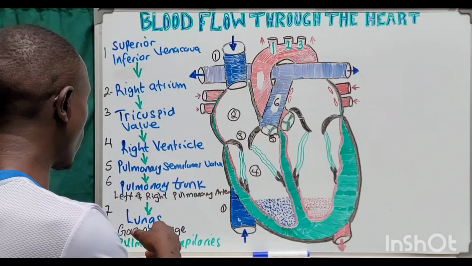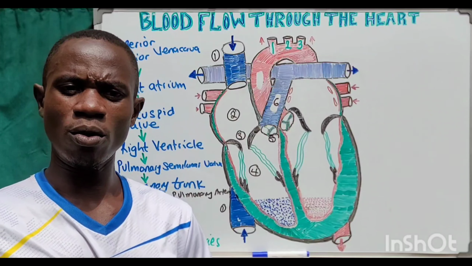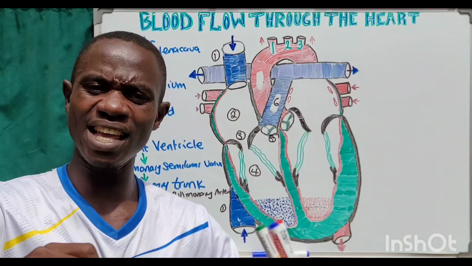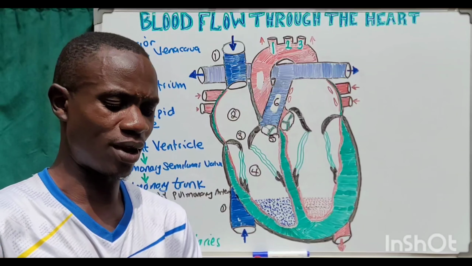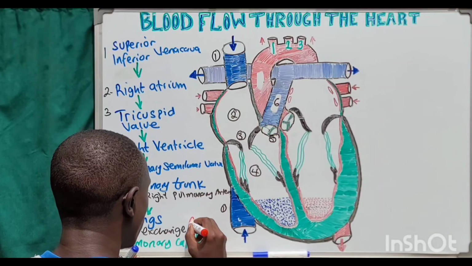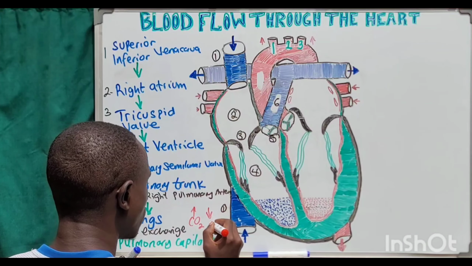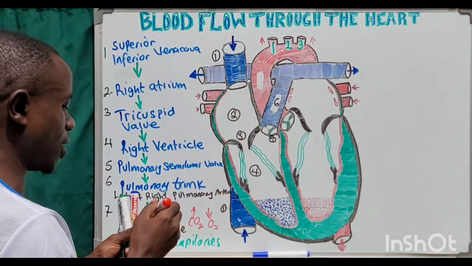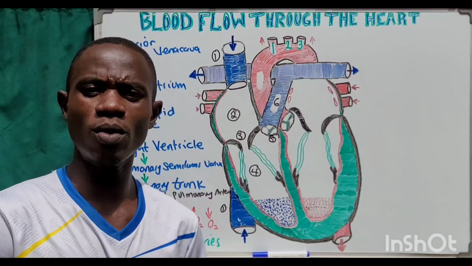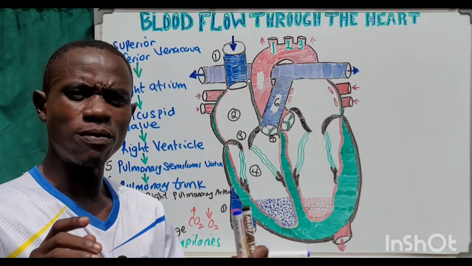So here we have the pulmonary capillaries that aid in the exchange: the movement of carbon dioxide out into the lungs, and then the movement of oxygen into the blood. So carbon dioxide is coming out, and oxygen is entering the blood. Now in the pulmonary capillaries, our blood is fully oxygenated.